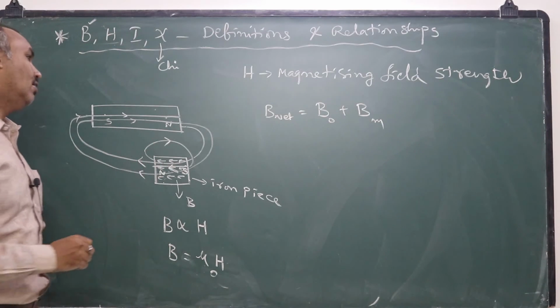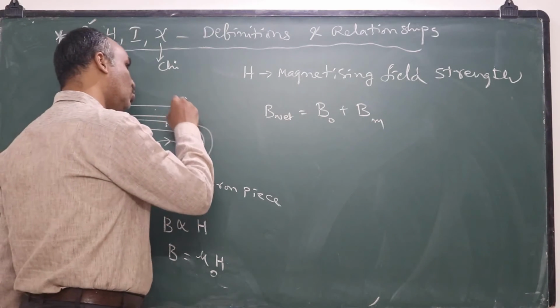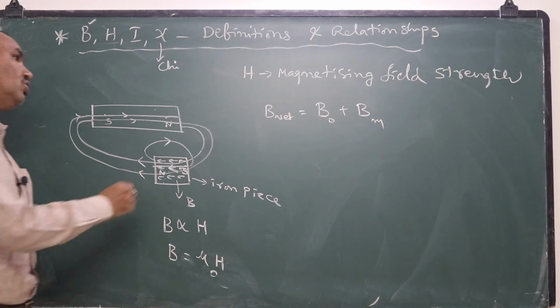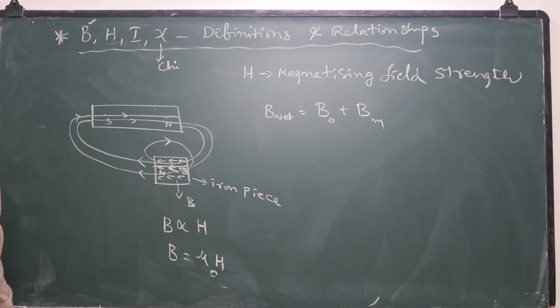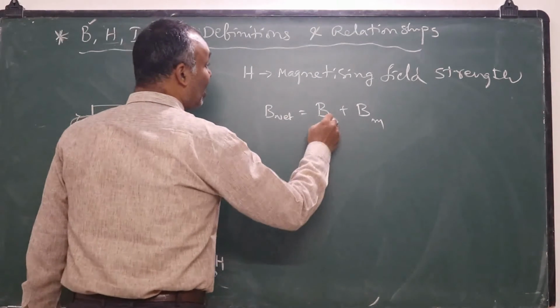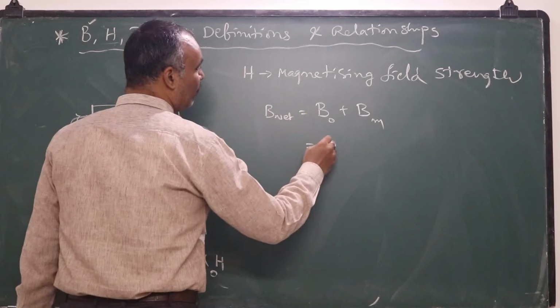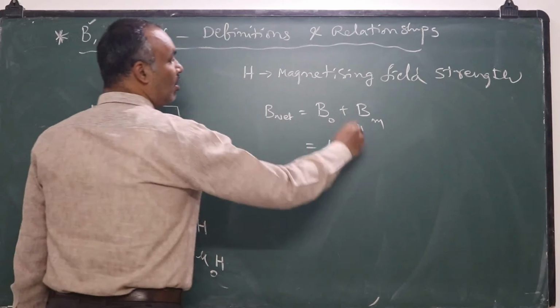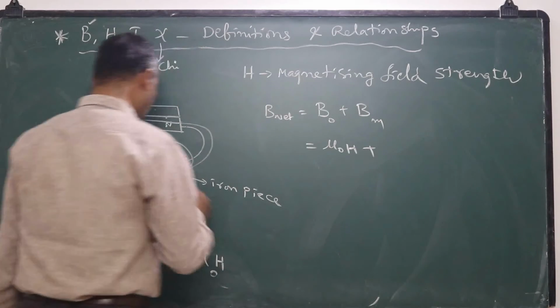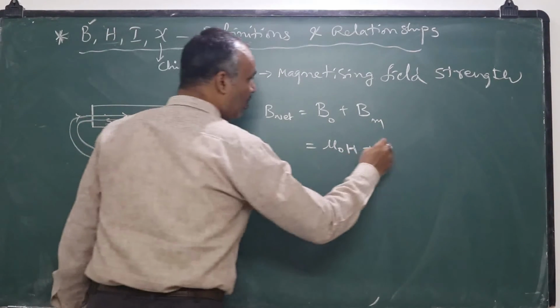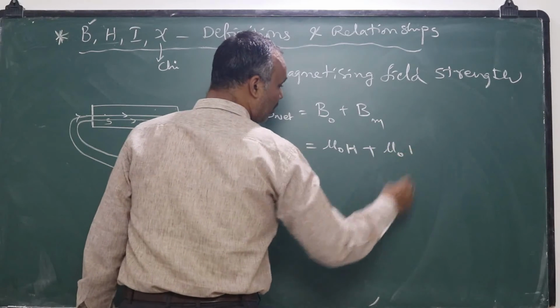So there are two kinds of magnetic induction fields inside this. One is magnetic induction field due to the external magnet. Another one is magnetic induction due to its own magnetism. Magnetic induction due to external field is given by mu naught H, as we discussed now. These lines of force are also moving through the same air medium or free space. So mu naught.